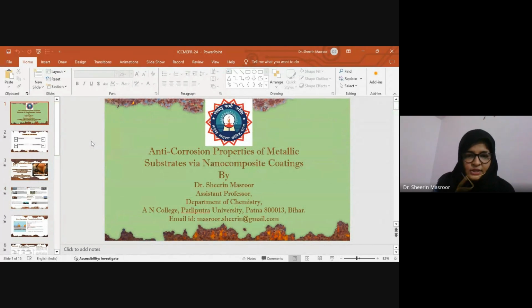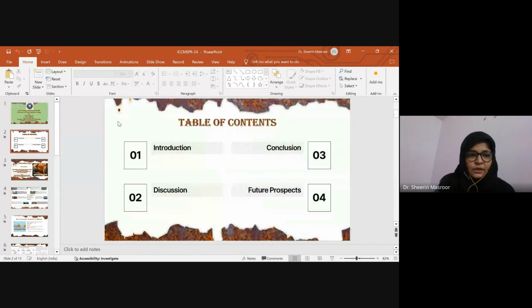The topic of discussion from my side is anti-corrosion properties of metallic substrate via nanocomposite coating. My name is Dr. Sheerin Masroor, and I have been working as an assistant professor for 7 years in Anugrah Narayan College, Patna. The topic is divided into four sections: first is introduction, second is discussion, and next are conclusion and future prospects.